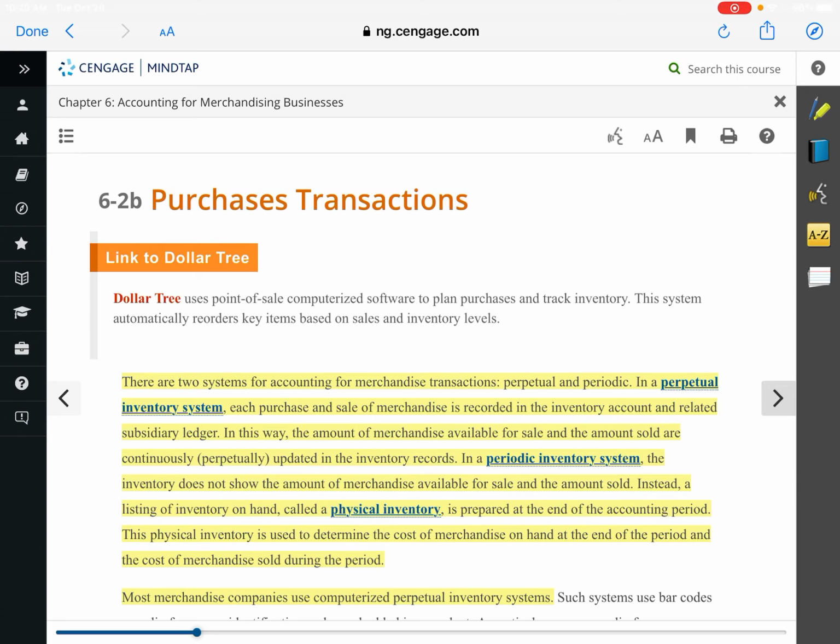Okay, so discounts taken by the buyer for early payment are called purchase discounts. And the purchase discount is obviously going to reduce the overall amount of their purchase, but it's going to reduce the cost of the merchandise that they purchased. Okay, so let's look at an example.